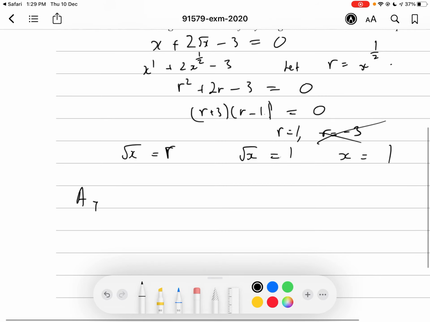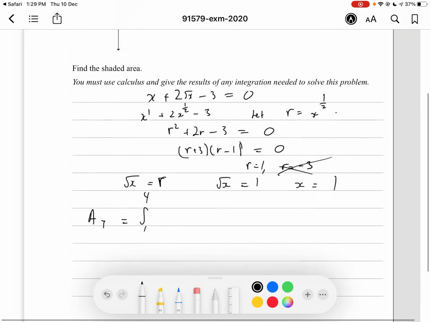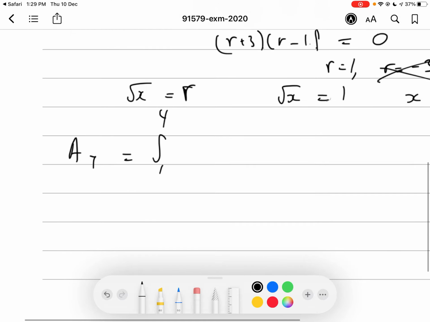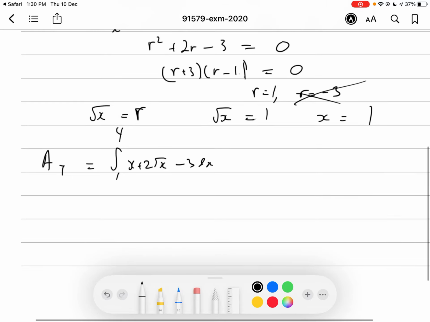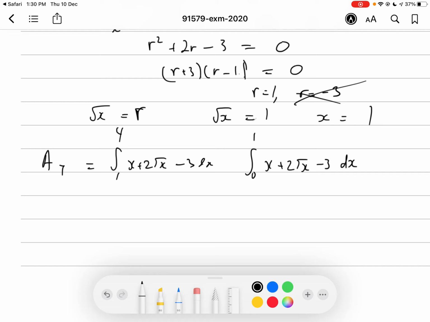So what it's actually going to look like is that the total area, that's what we're going to call it, equals the integral from 4 to 1 of x plus 2 root x minus 3 dx, minus the integral from x equals 1 to x equals 0 of x plus 2 root x minus 3 dx. That's a minus. Alright, so first things first, we've got to integrate. Integration here is very simple because we just have x and square root of x. So x squared over 2 plus 2 over 1.5 times x to the power 3 over 2 minus 3x, evaluated from 4 to 1, minus the same thing.